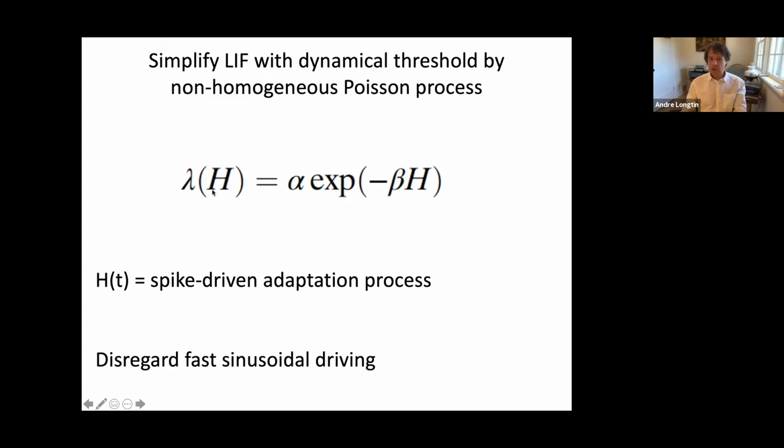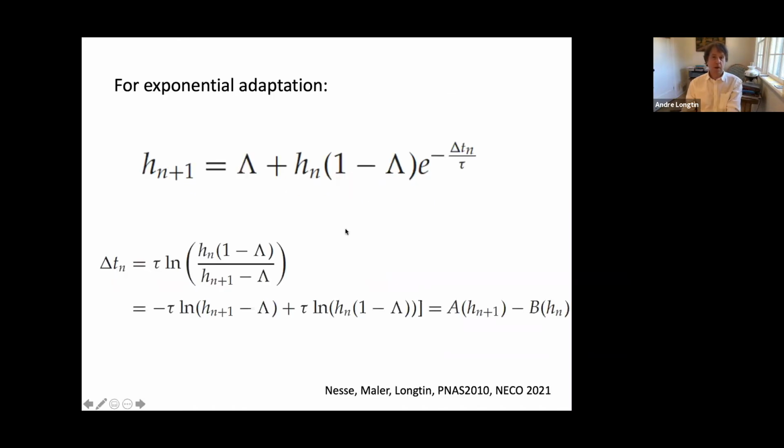Is you can just write a Poisson rate that depends on an adaptation variable, and when the adaptation is high, then the rate goes down. Okay, so you can use a simple model like that and try and estimate alpha and beta from the data. And you can just therefore disregard the fast sinusoidal driving, and the noise is built in, of course, to this kind of process. And for exponential adaptation, this is what happens upon spiking. The adaptation state gets kicked up to some new value that depends on the interval of time. And there's a relationship between all these variables.